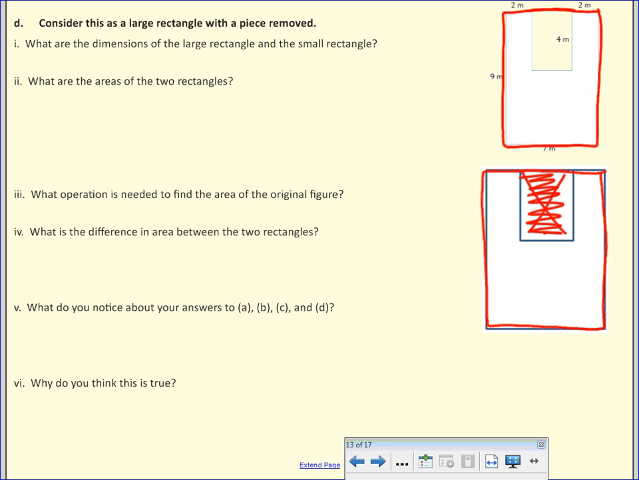Here, what's the base? Oh, 7. What's the height? 9. Right. Very important to know dimensions.